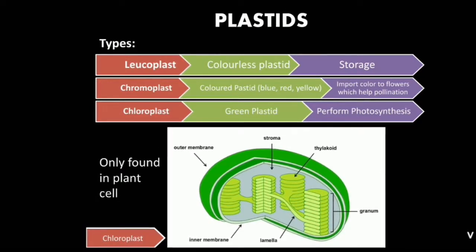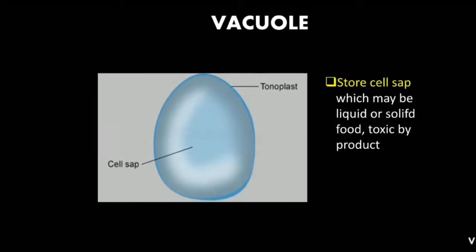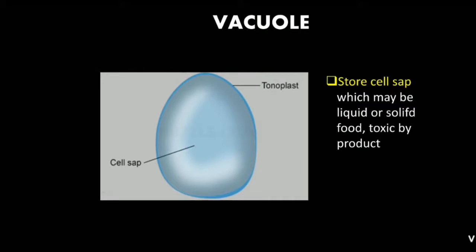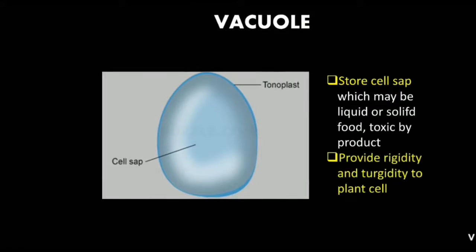Plastid is only found in plant cells. The next organelle is the vacuole. The structure of the vacuole consists of cell sap and tonoplast at the outer layer. It stores cell sap, which may be liquid or solid food and toxic byproducts, and provides rigidity and turgidity to plant cells.